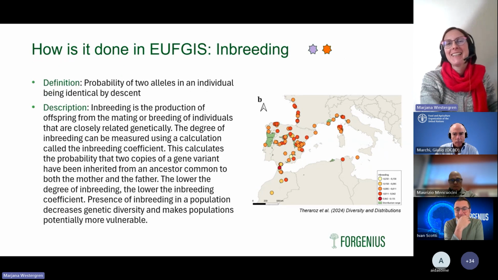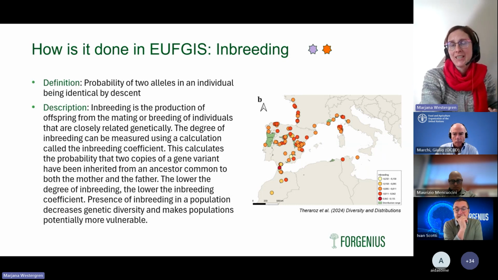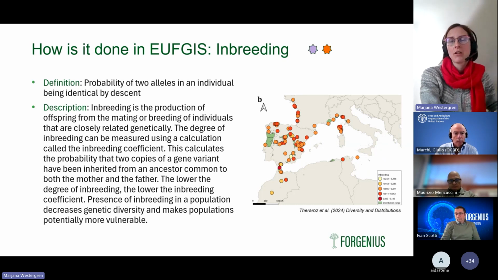And then there is a second indicator, for example, inbreeding. This one is tagged for diversity and vulnerability. Again, we have a definition and a description. Here for this one in maritime pine, no landscape pattern. But anyway, when we have a higher degree of inbreeding, that means more mating between relatives, and the genetic diversity in a population is lower. And therefore, the population might also be more vulnerable because it has potentially lower adaptive capacity.